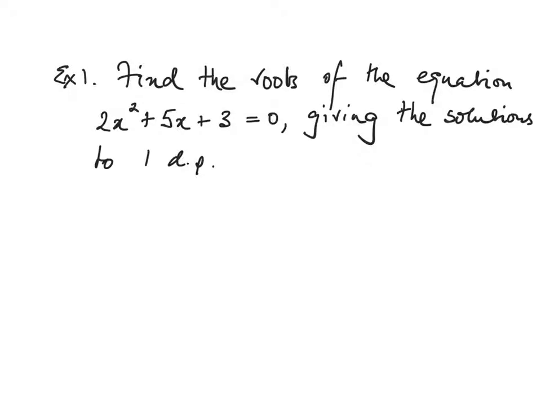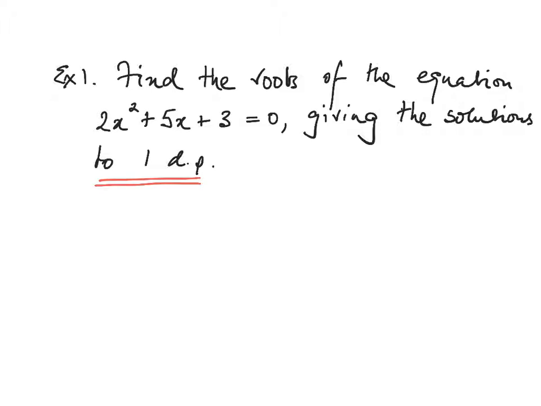So we have a quadratic equation, 2x squared plus 5x plus 3 equals 0, and it's making it quite clear that we have to use the quadratic formula because it's asking us for the solutions correct to one decimal place. That's always a key. It doesn't say find the roots by factorising or factorise. So we should know from that it means use the quadratic formula.